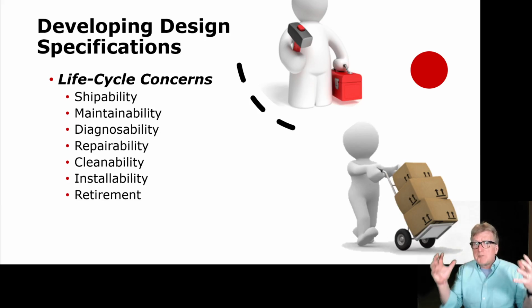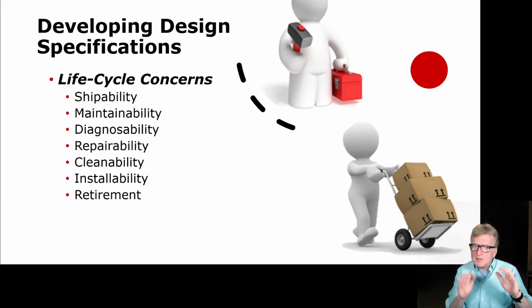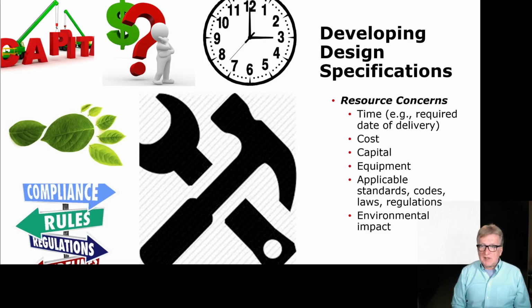We also need to be thinking about this product throughout its entire lifespan: shippability, maintainability, etc., all the way down throughout the lifespan to the time we get rid of the product or retire it. Disassembly, recycling. Is this something that can be landfilled? Does it have hazardous waste associated with it? And again, how are we going to handle it during its entire life cycle, including the very end of this product or system's life? All kinds of other things: resource concerns, the time required, the cost. That includes not only the cost to purchase, but also the cost to maintain it, and annual maintenance and upkeep costs, capital costs, equipment.